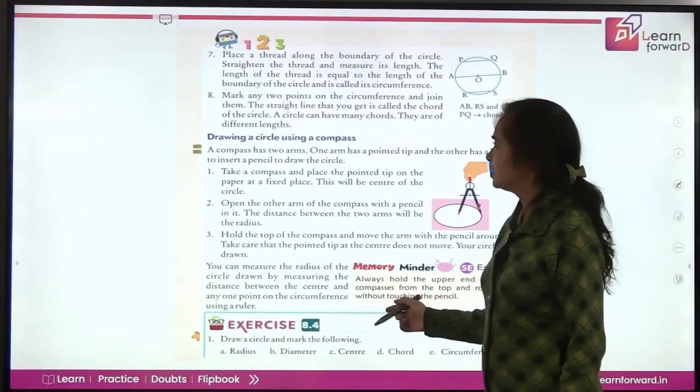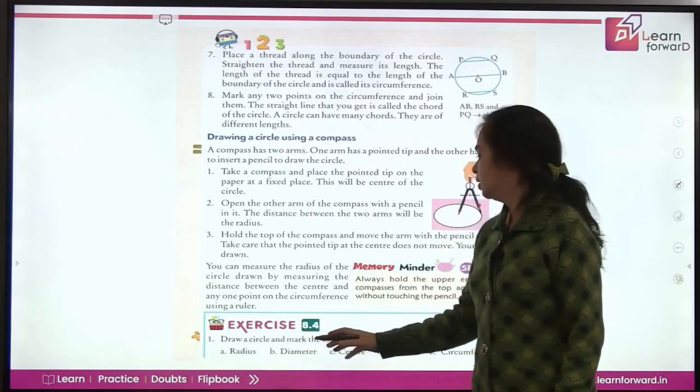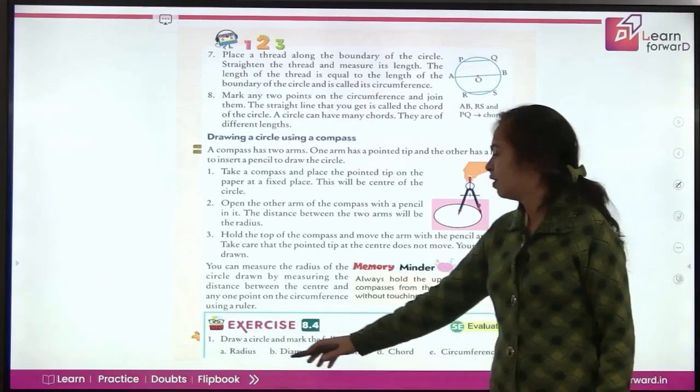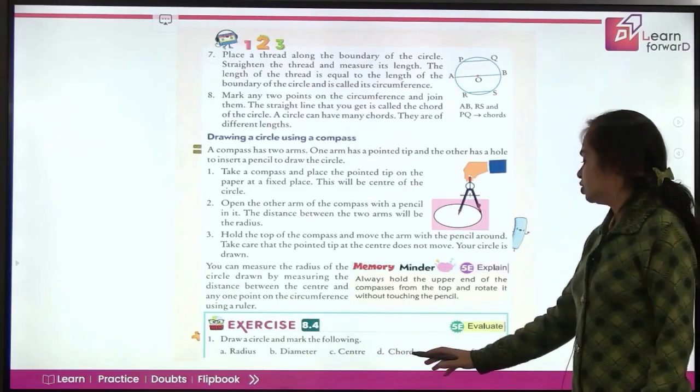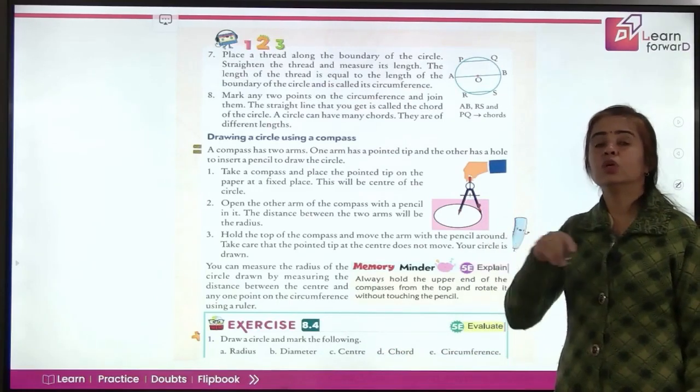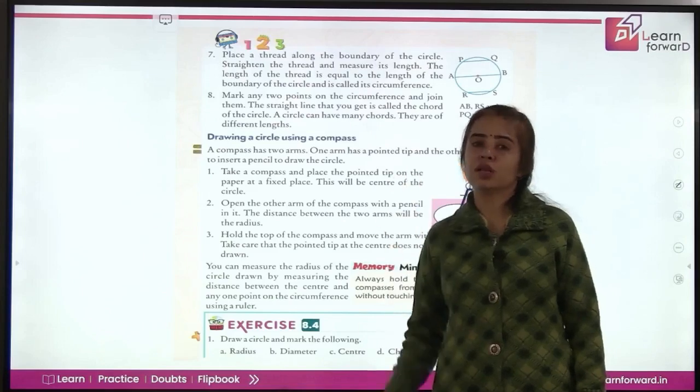Now here's an exercise for you. Draw a circle and mark the following. So you have to tell radius, we know, diameter we know, center also we know. Let's know about chord and circumference. The total boundary of the circle is called the circumference.